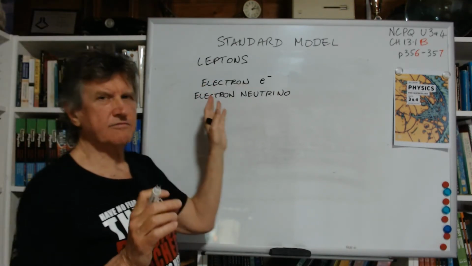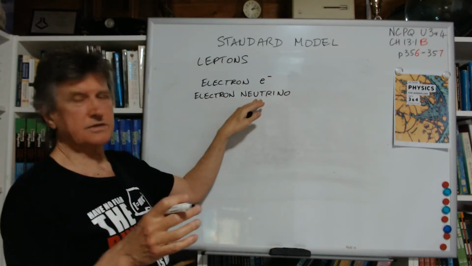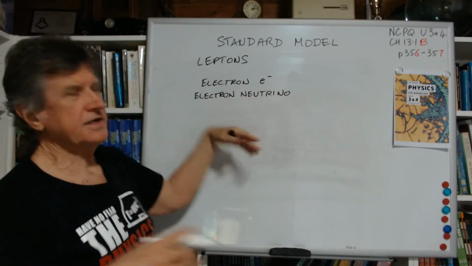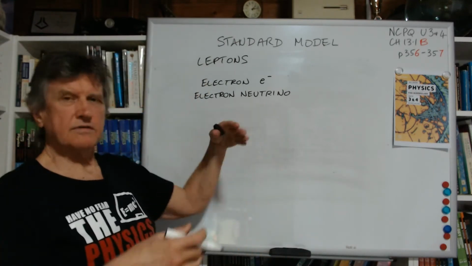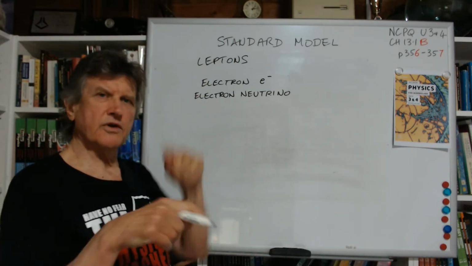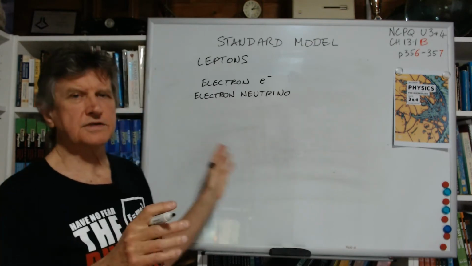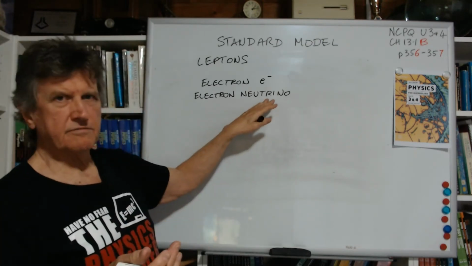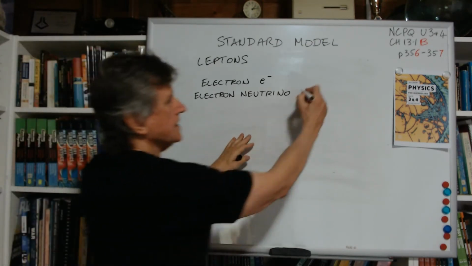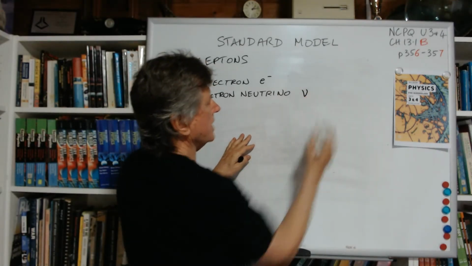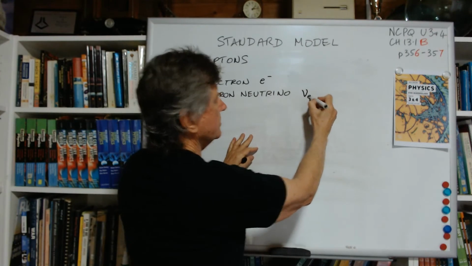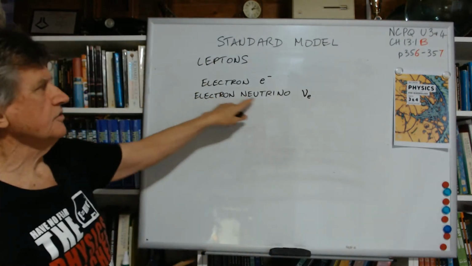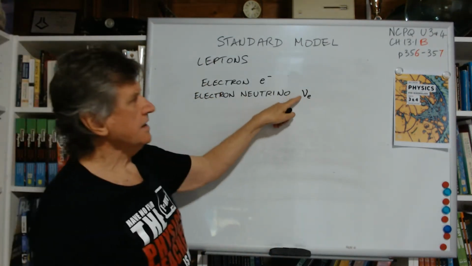Now it does have mass. There's been some dispute about whether it's got mass. If it didn't have mass, it'd travel at the speed of light, but they believe it travels less than the speed of light, 0.99999 whatever c, and so it has a bit of mass. It's tiny mass. Now it has a symbol like that. It's like a V, and we put an E after it to indicate that it's the electron version of the neutrino.